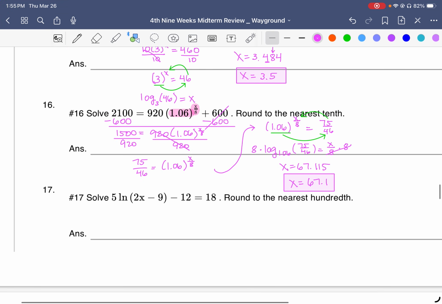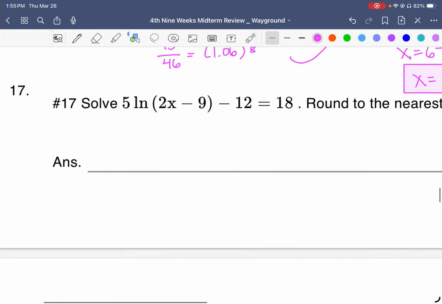Okay, let's do one more. This one is a logarithm. So this is considered kind of like my parent function. I need to get everything else away. I need to get this isolated. So I need to add this 12 because we're doing reverse PEMDAS.